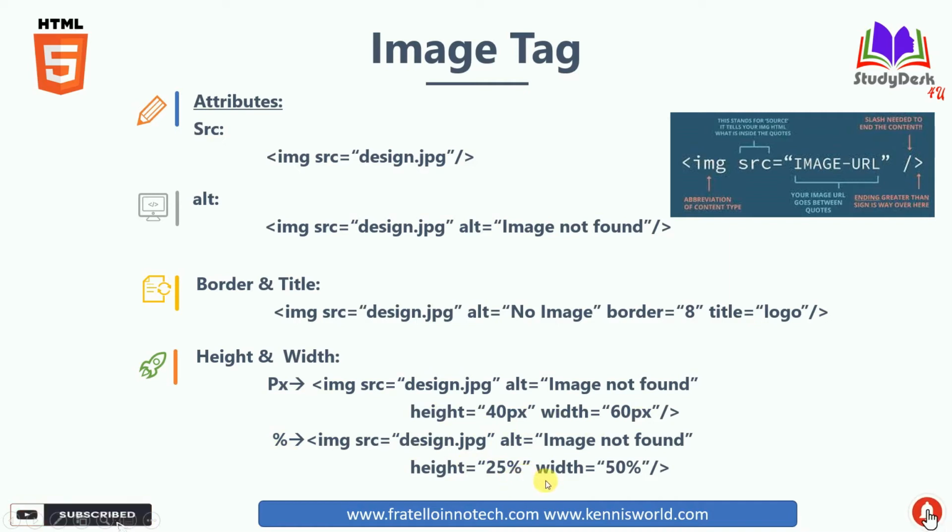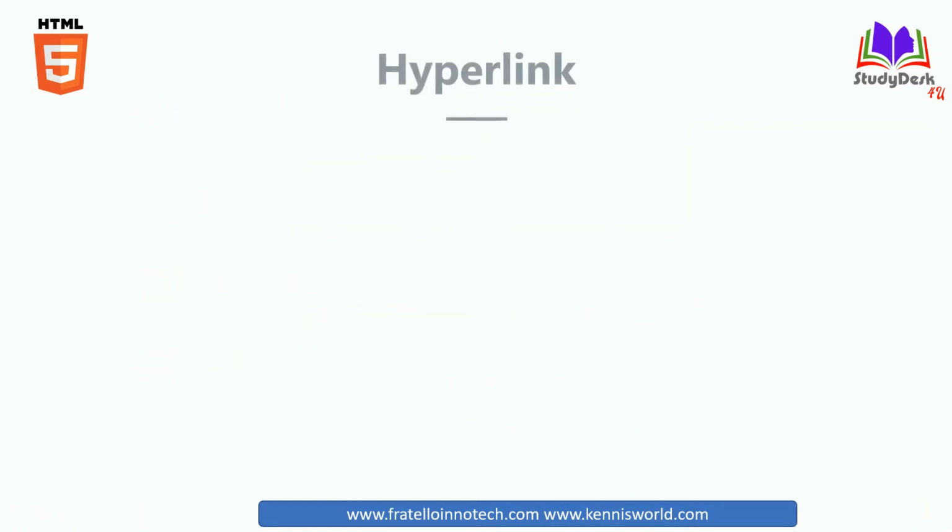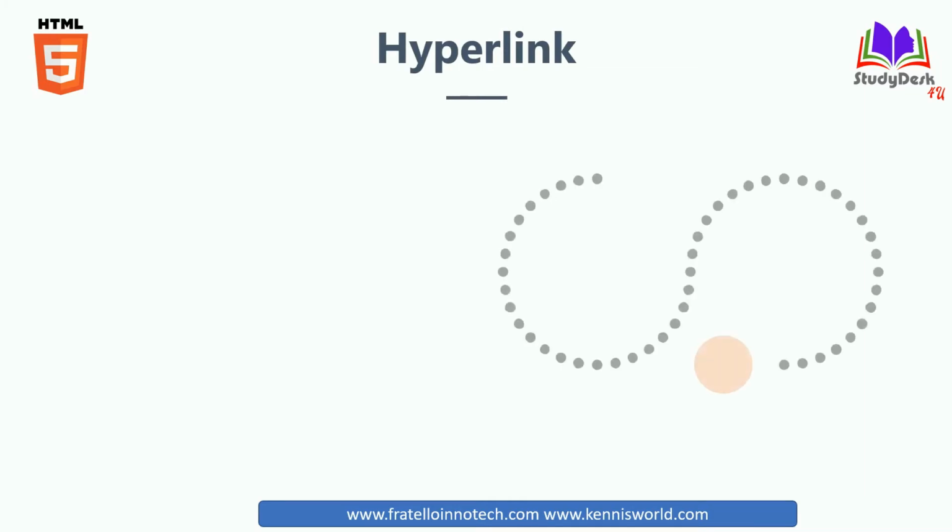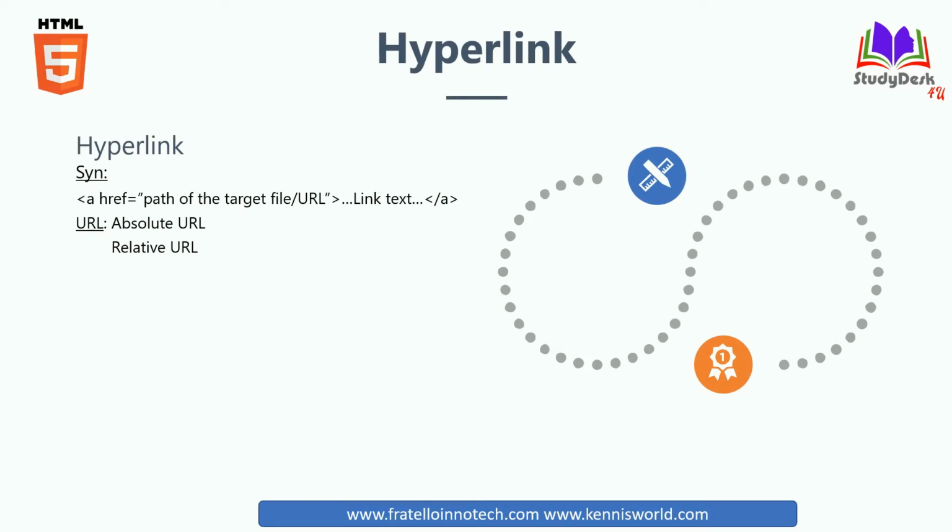You can use this percentage symbol. So this is about image with attributes. And the next one is hyperlink. This is also called a navigation link, which is used to create links from one page to another page. We can create hyperlinks to other web pages as well as files.